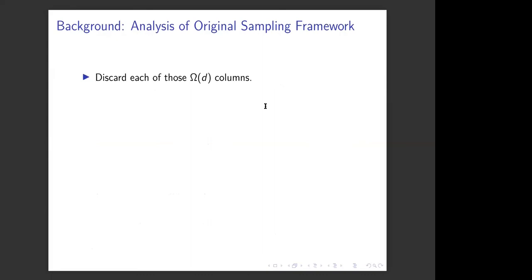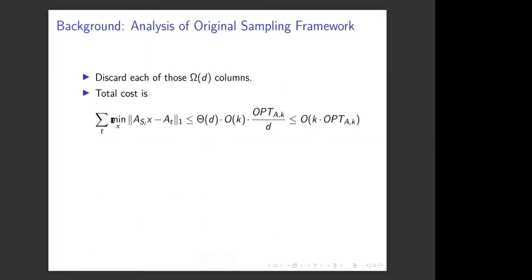So each of those columns is discarded. And what is the cost on each of those columns? You sum up the costs over each of those discarded columns. The number of discarded columns is a constant times D, right? And the cost on each of those columns is O of K times the optimum on A divided by D. So that's O of K times the optimum on D.